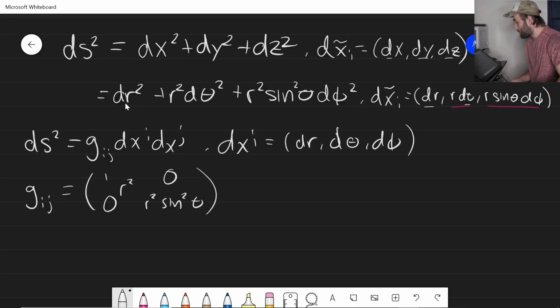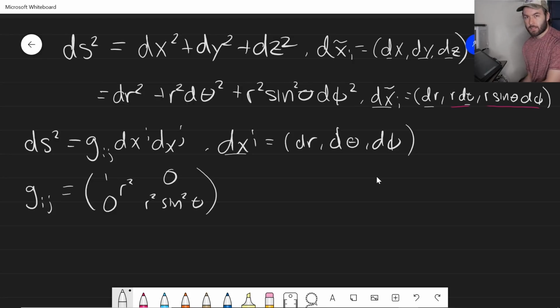That would give us a dr squared. And then if we had d theta, those don't have units, that would be multiplied by an r squared here. And then the same goes for the d phi squared. Awesome. And then the off diagonals are zero because we don't have mixed terms like dr d phi or something like that. Okay, so we see that there's this difference between the coordinate displacement vector and the ordinary displacement vector.